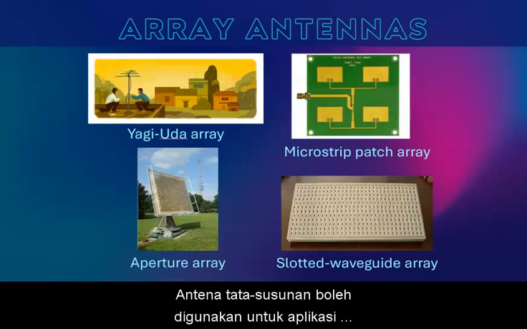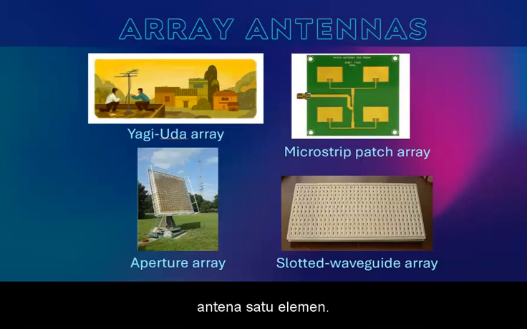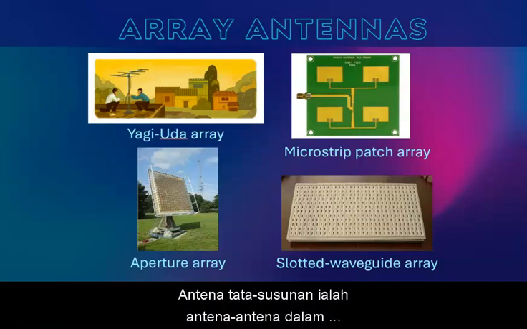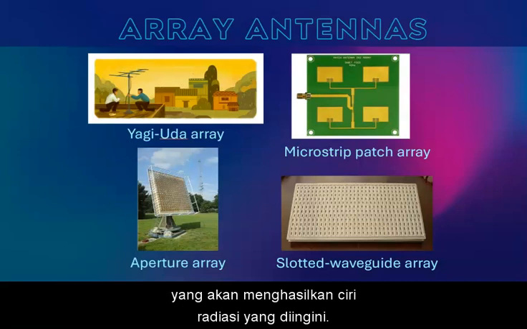Next, we have array antennas. Arrays may be used for applications that require radiation characteristics that may not be achievable by a single element. Arrays are actually an aggregate of radiating elements in an electrical and geometrical arrangement, which will result in the desired radiation that we want.